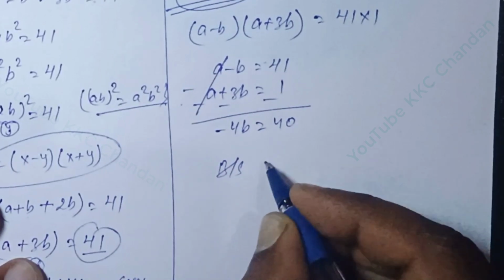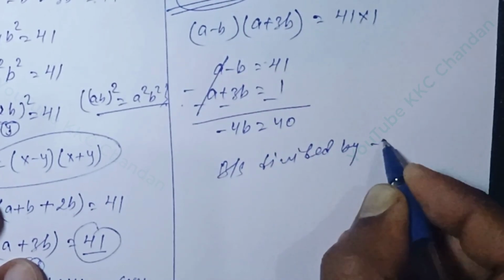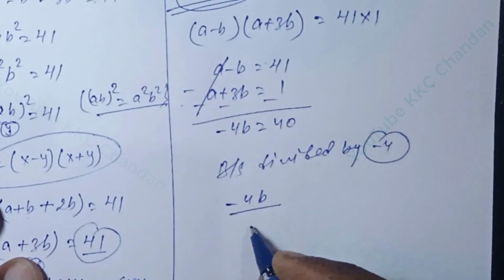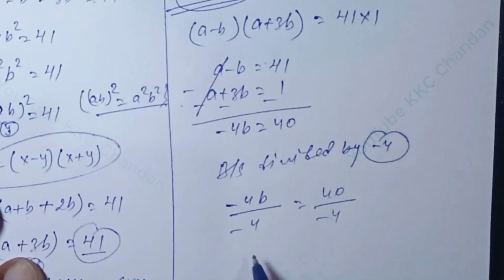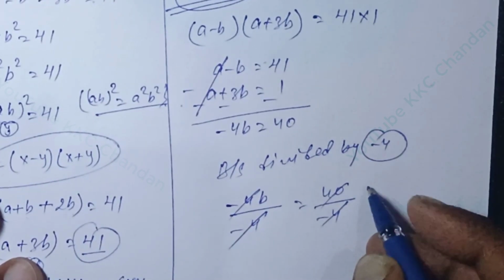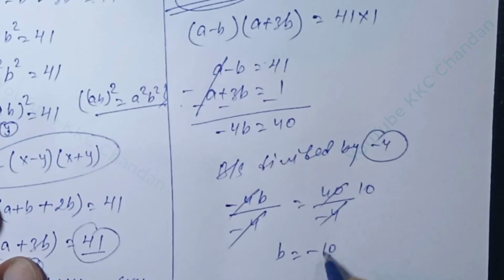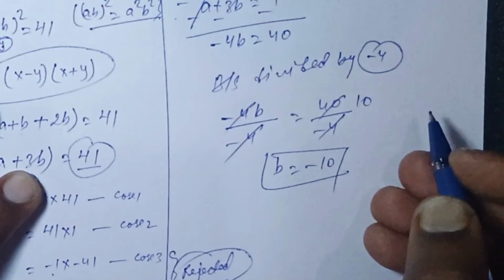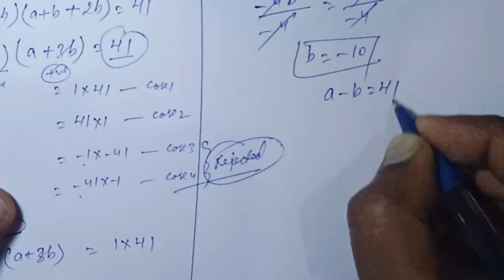Both sides divided by minus 4. See here, minus 4b divided by minus 4 is equal to 40 divided by minus 4. Here minus 4 cancel, here cancel. How much time? 10 times. Therefore b is equal to minus 10. Here b value how much? Minus 10. See here, next step, a minus b is equal to 41.